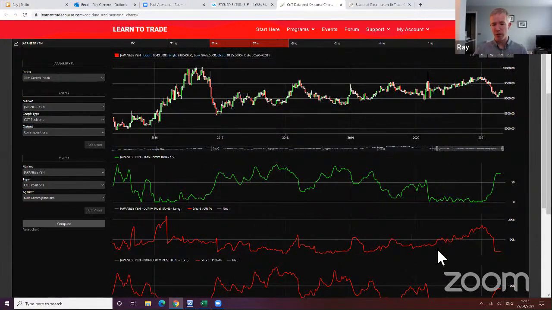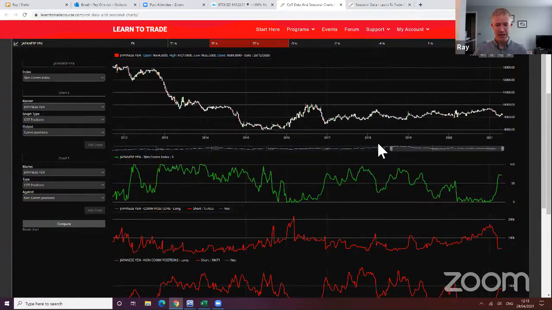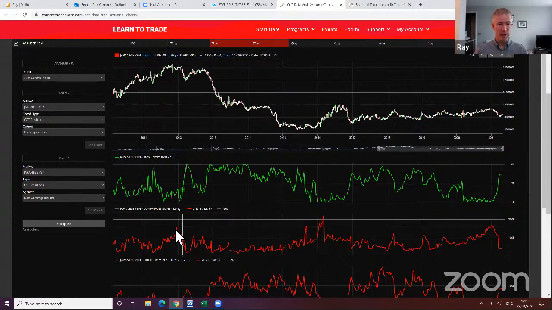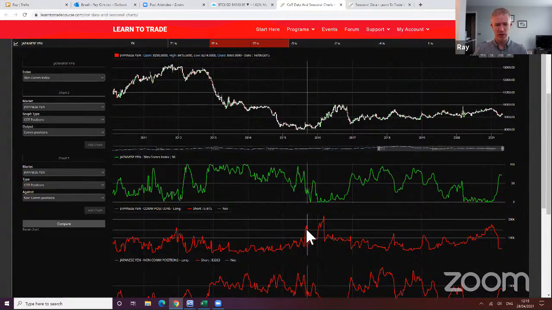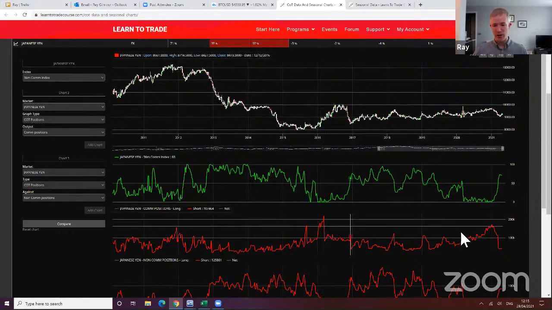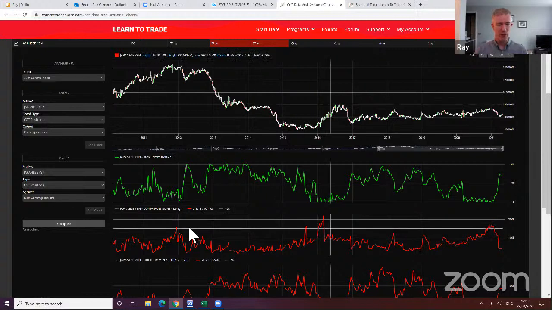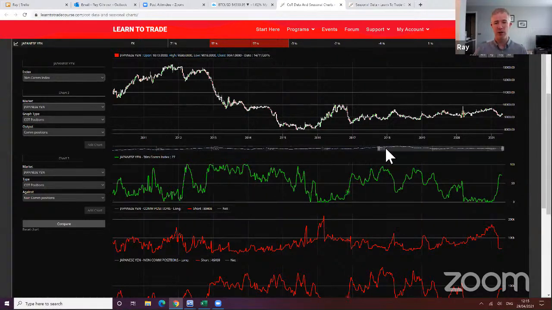You can see the commercials have been steady sellers through this decline, but they only started to get to really heavy areas, if we zoom out to historical levels, whenever yen really starts to put in major peaks, up towards definitely over 100,000, 150,000 there, way up to 200,000 contracts. So we're getting up just here before Christmas, into the area where we've seen extreme levels of commercial selling.